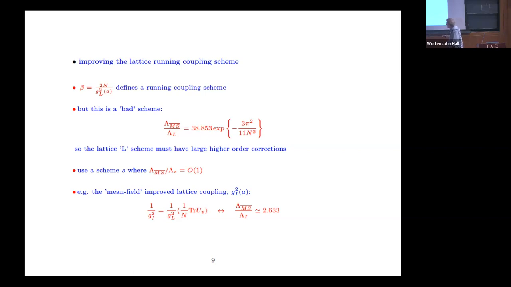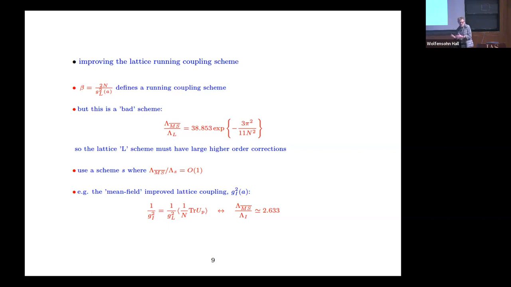And this was pointed out roughly the same days, the early 80s, by Parisi originally, the mean field improved lattice action, which is a lattice coupling. You take your one over this coupling, one over g_L squared, and you just multiply it by the average value of the plaquette, rescaled by one over N, the trace of the plaquette. And that turns out, when you put in the perturbative expression for this and convert the lambda parameters, you find out that it's about 2.6, the ratio, which is okay.